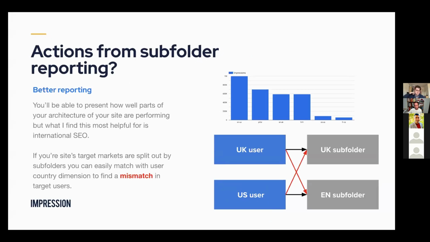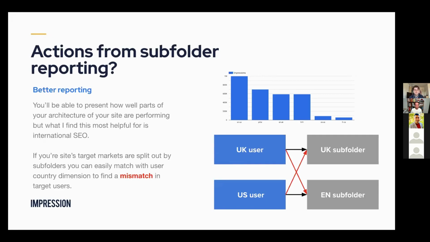one of the things I find it's really good for is international SEO, especially if you've got a large domain where you're targeting different markets, and that's been split out by the different subfolders. Because essentially what you can do then is if you have the country dimension and then the subfolder dimension, you can see where there's a mismatch, which I've crudely illustrated there. So if you have a load of UK users going to the US subfolder, essentially with this report, you'll be able to see, okay, what landing pages are these?